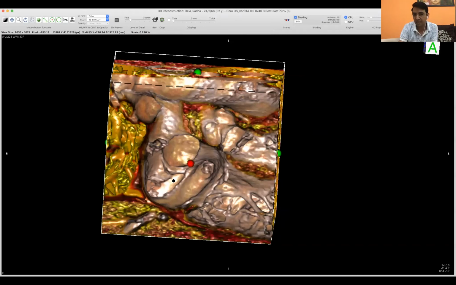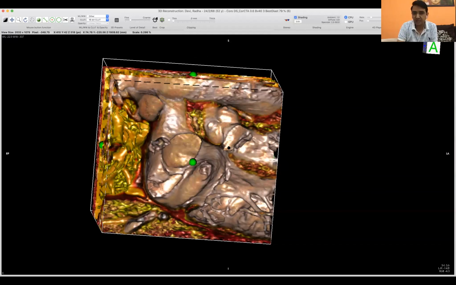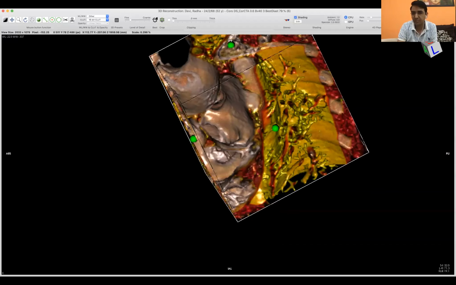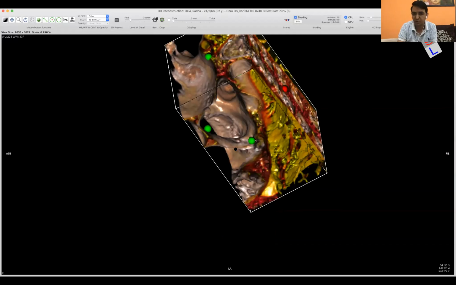If you draw a line like this, they are not in the same angle. That is why I will tell later why it is not seen in the bicaval view when we try to look at the IVC rim. And similarly, if you want to see the left atrial aspect of that defect, then we can see similarly by rotating it, and we can see the left atrial aspect of the defect.